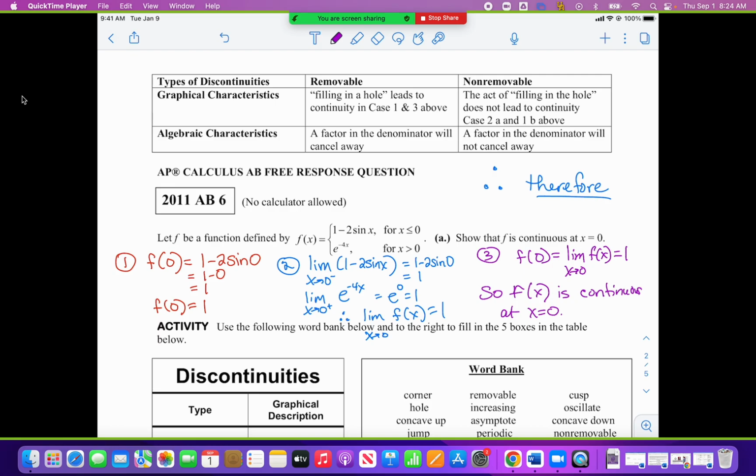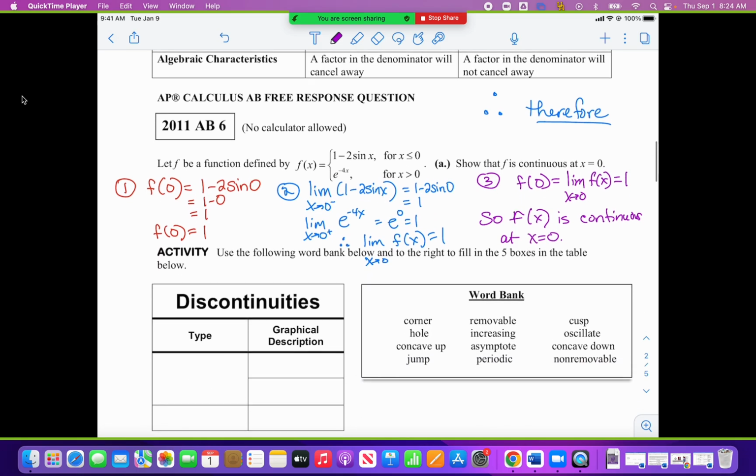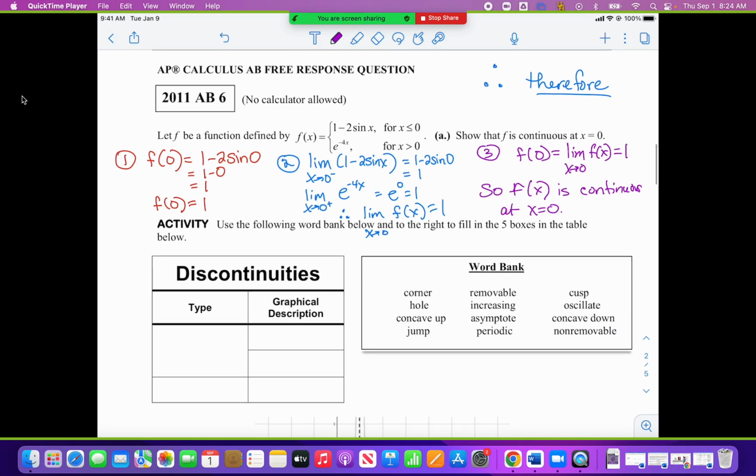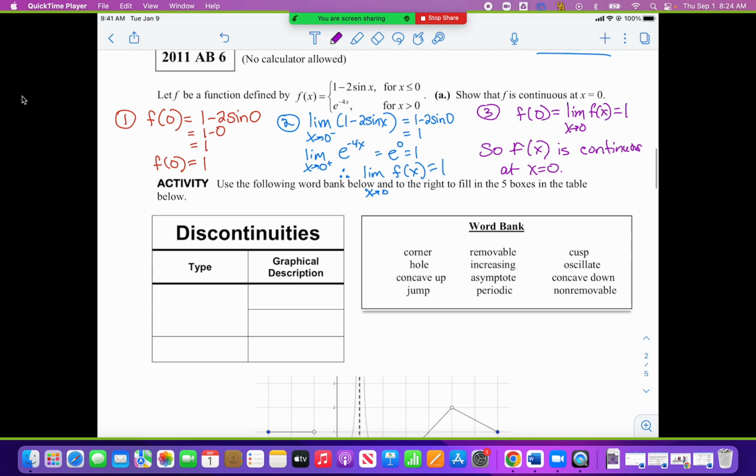Yeah? Could you use the 3 dots on the AP test? Yes, and they know what that is. Yeah, great question. You can use the triangular, that's a universal mathematical notation.